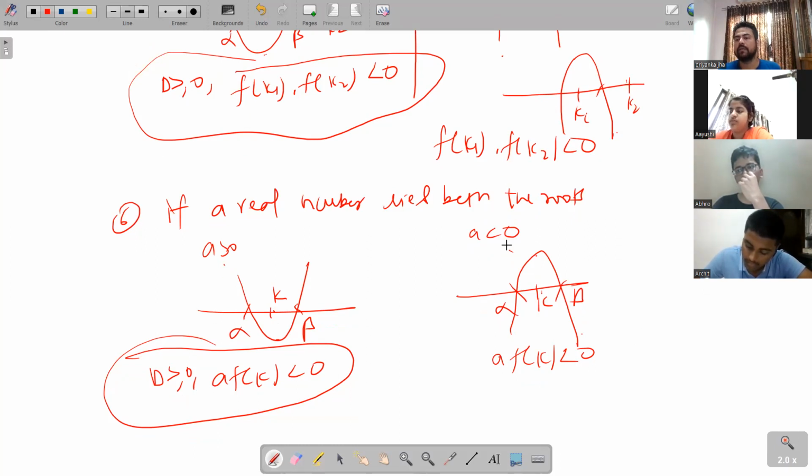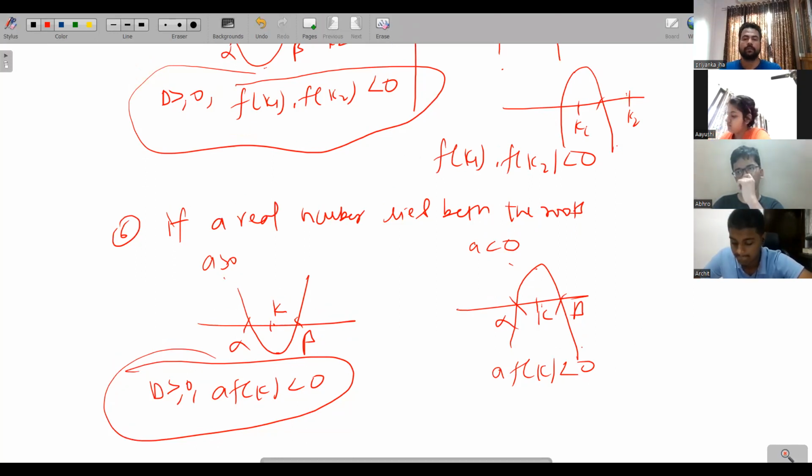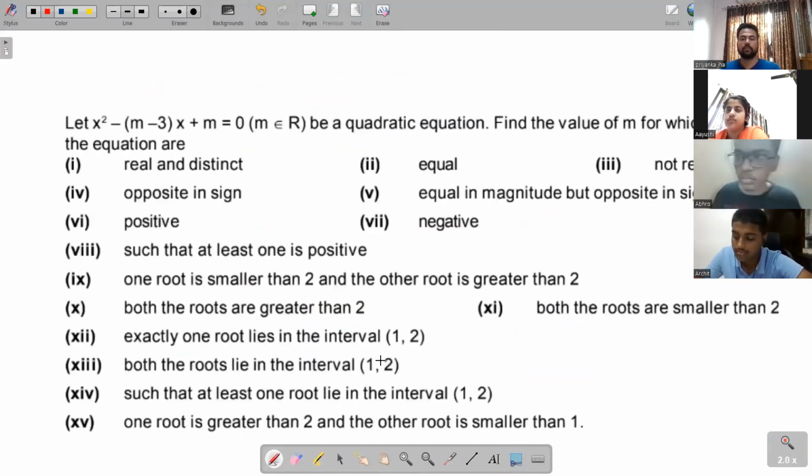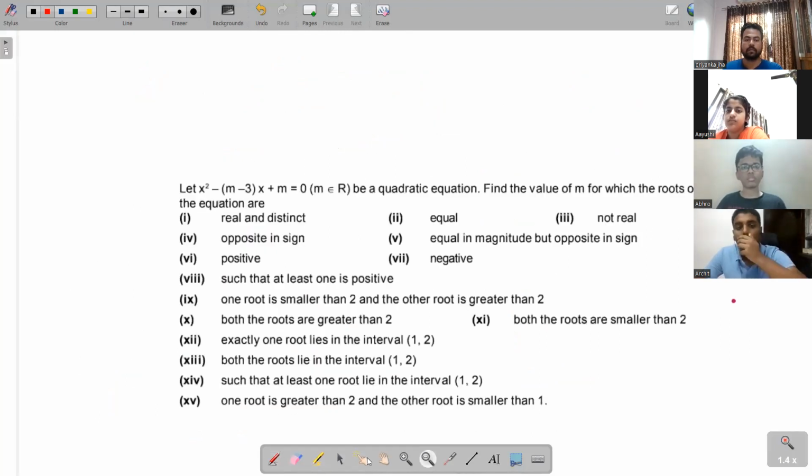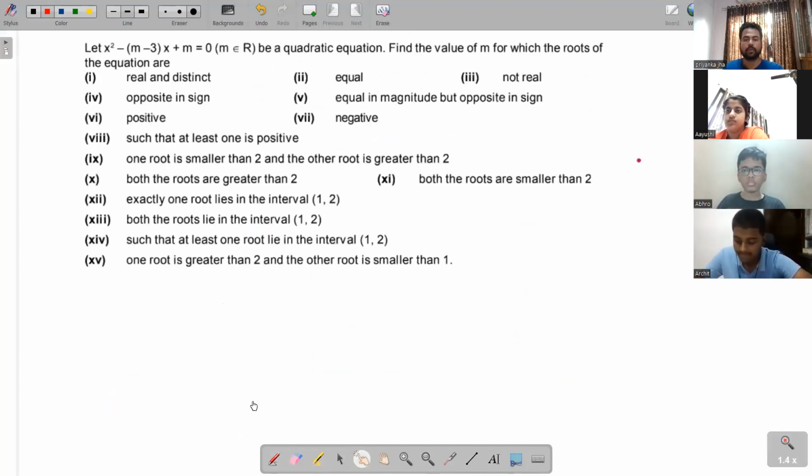So that is how you can apply your logic, right? Now I'll take one question. See, this question says that... now, you all solve this question. Solve first. Tell me the answer of the first question.